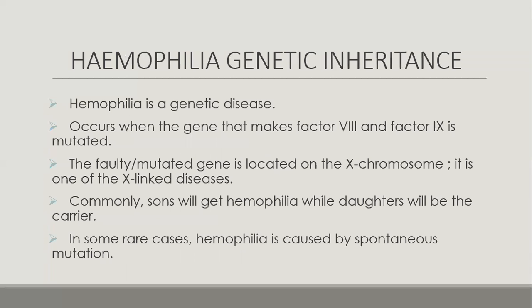Next, hemophilia genetic inheritance. Hemophilia is a genetic disease. It occurs when the gene that makes factor 8 and factor 9 is mutated. The faulty or mutated gene is located on the X chromosome, therefore it is one of the X-linked diseases. Commonly, sons will get hemophilia while daughter will be the carrier of hemophilia. In some rare cases, hemophilia is caused by spontaneous mutation.